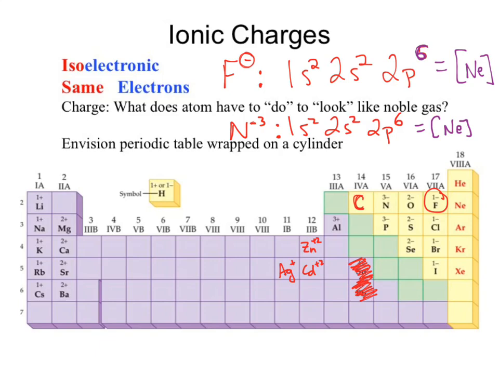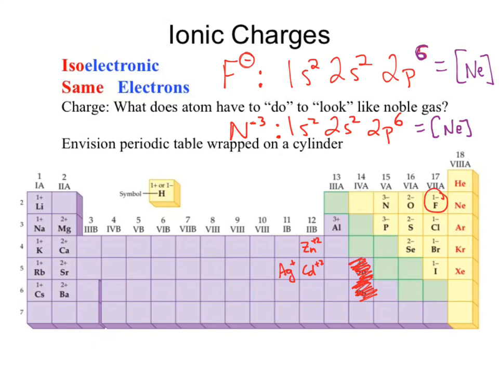Carbon. Do the exact same logic with carbon. Can look like helium or can look like neon. What does it have to do to look like helium? Lose 4. To look like neon? Gain 4, which is easier. Either, which is why you're not required to memorize it.